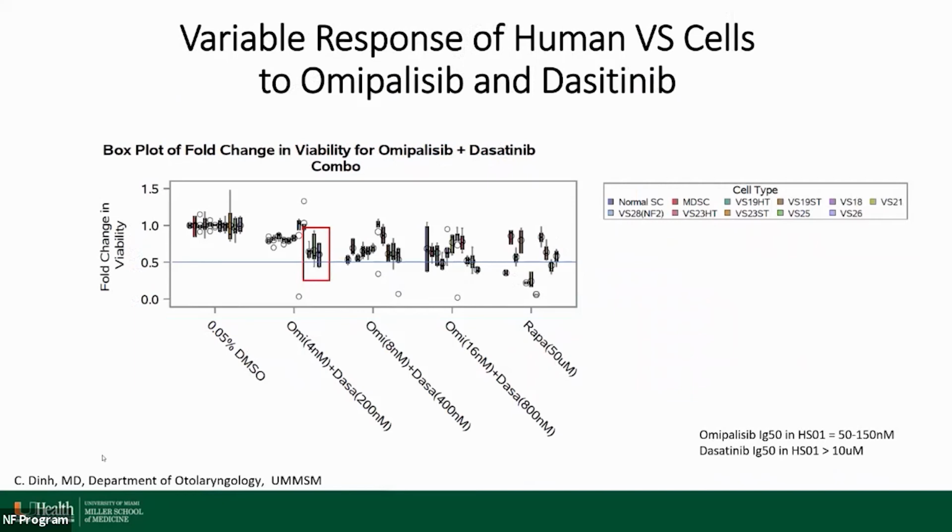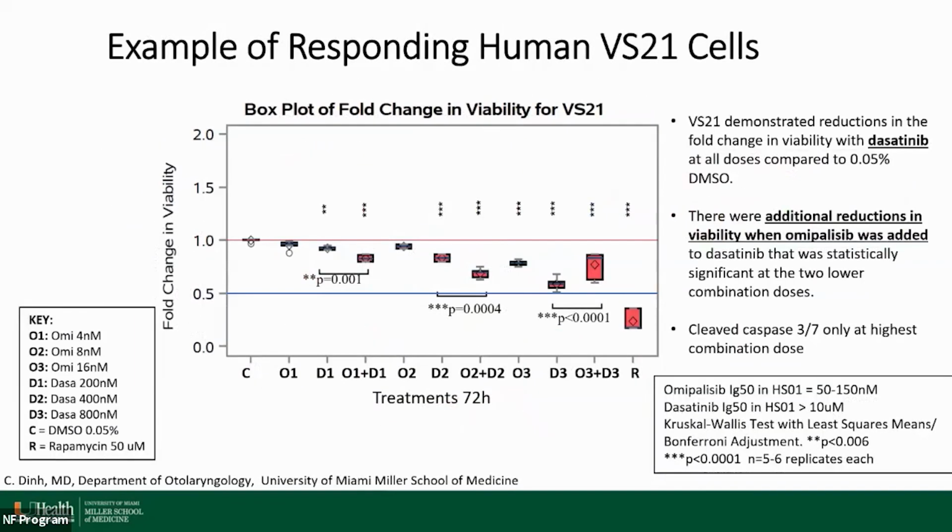schwannoma cells. An example of a responding vestibular schwannoma is VS21. It had a loss of viability to the low dose of omipalisib, below the IC50 in our human model schwannoma cell lines, as well as a surprising response to dasatinib in a dose-dependent manner. The 2 lower doses of the combination were statistically superior to each drug alone at the same dose.